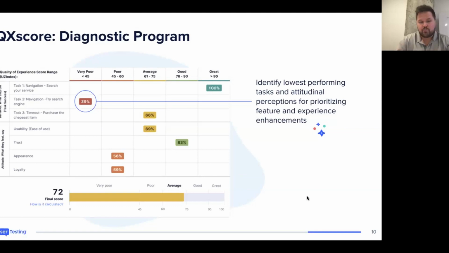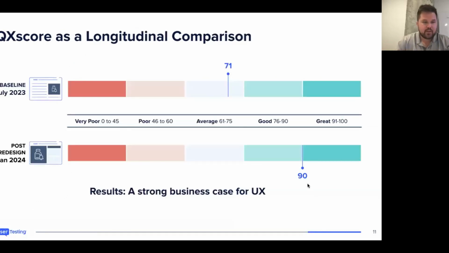But once we got those low points, we were able to start working with our stakeholders to improve those things, making refundable fares more easily identifiable, moving some information around, preventing errors, and then we were able to run it again, which brings us to the next slide.